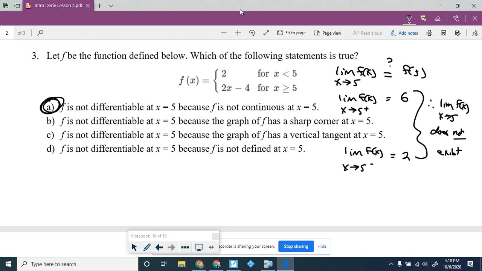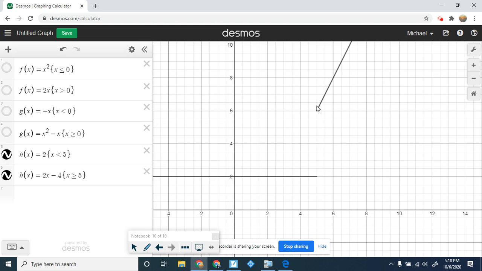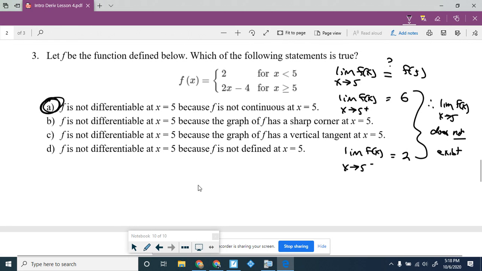So now if we went ahead and looked at the graph, just to see what's going on here, there's the 2, there's the 2x minus 4, and you can see, oh yeah, there's a jump, right? So the one-sided limits of the function as x went to 5 were not the same, and so it never actually met. And if you're not continuous, guys, you cannot be differentiable. You have to have continuity first. So that's an example of where you'd want to check that first.